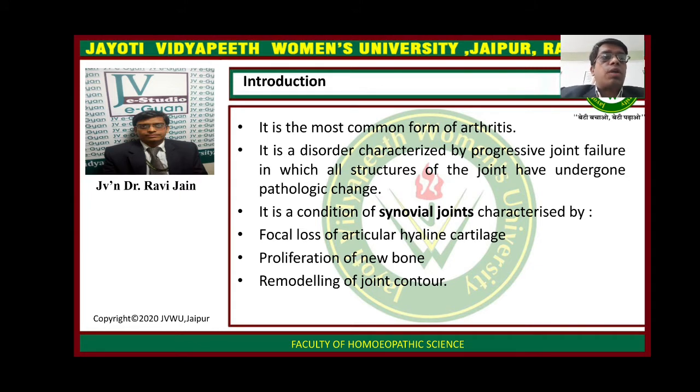First of all, the introduction part. Osteoarthritis is one of the most common forms of arthritis. There are two terms basically in the locomotor system: one is arthralgia and the other is arthritis. Arthralgia represents only pain without any swelling of the joint, whereas in arthritis, the pain is associated with inflammation and swelling.